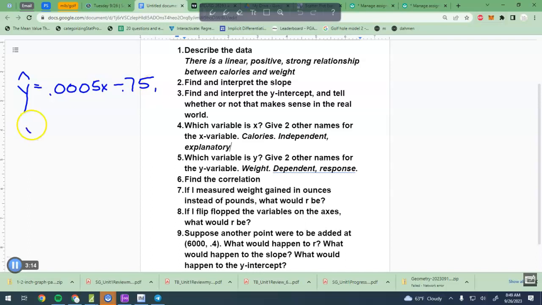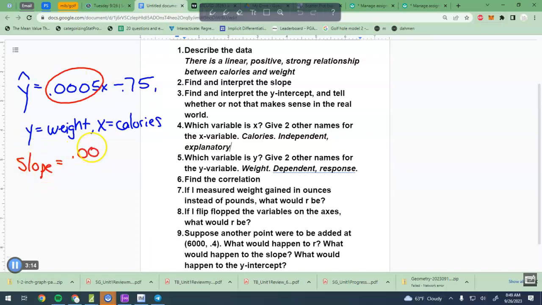So then I would have to say y equals, y is weight, and x is calories. And then interpret the slope. Find and interpret the slope. The slope is the number in front of the x. So my slope is 0.005, and I'm going to put it over 1. I tried to draw out my thought process in the notes, but I saw a lot of people that didn't have this one, so maybe I didn't do a great job. I'm going to try again anyways. We know slope is change in y over change in x.